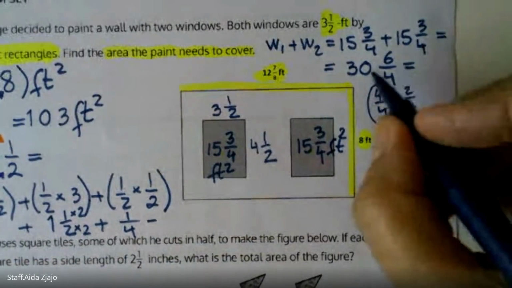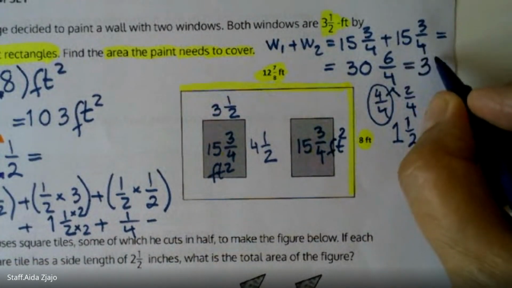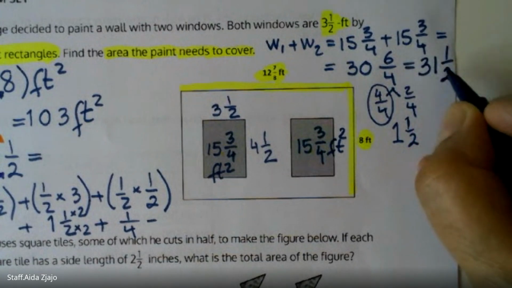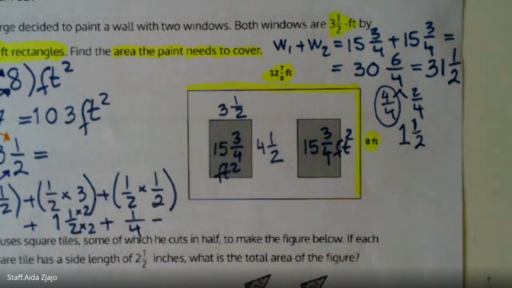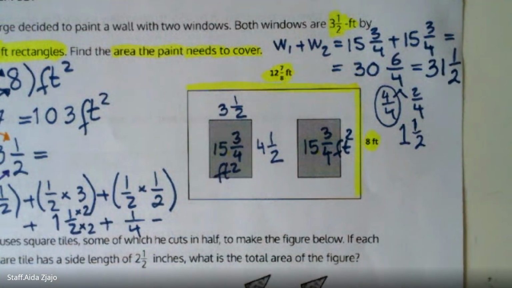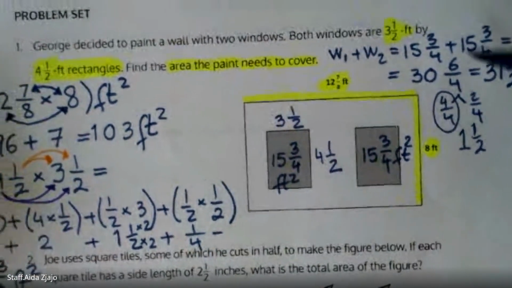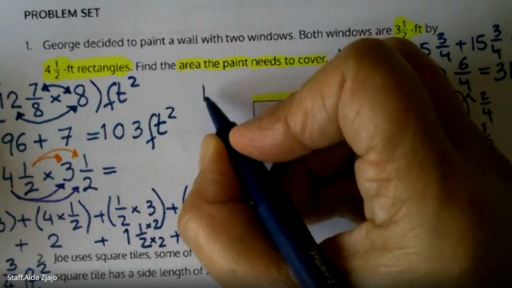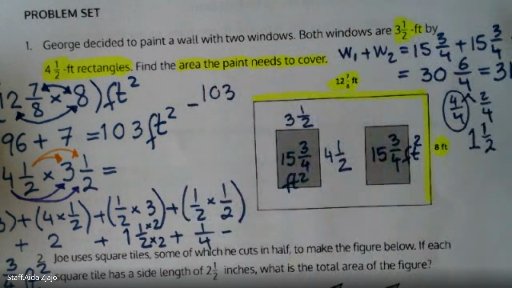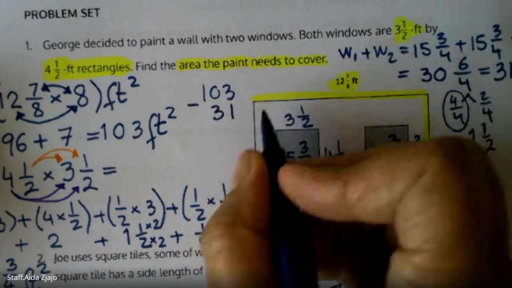So finally, I got my answer. That is 31 and a half. So I needed to subtract 31 and a half from the 103, and I will have the area of this. So let's do it. I'm thinking about 100 and let's just do the 103 minus 31 first.